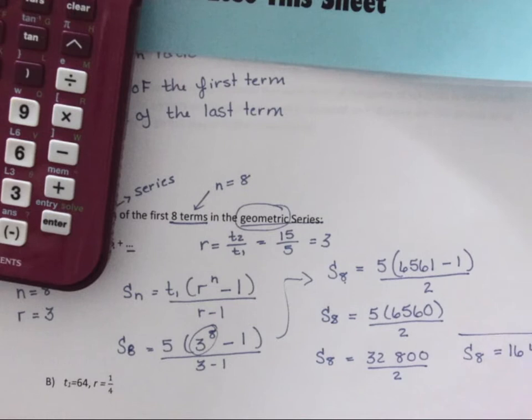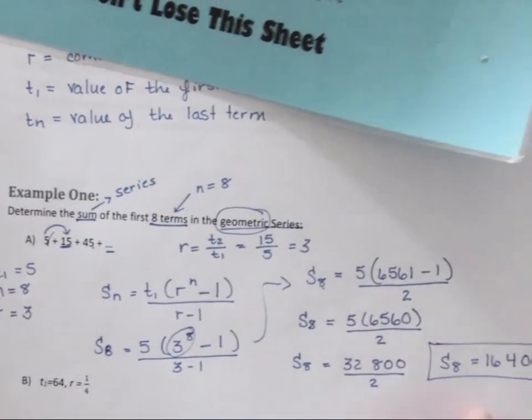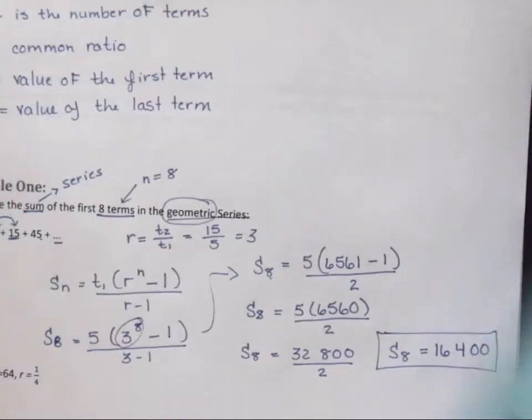So the sum of the first 8 terms is 16,400. No units of measure on this because we don't know what these numbers represent. It's just taking these random numbers that are connected with a pattern, and we're just summing the first 8 terms.